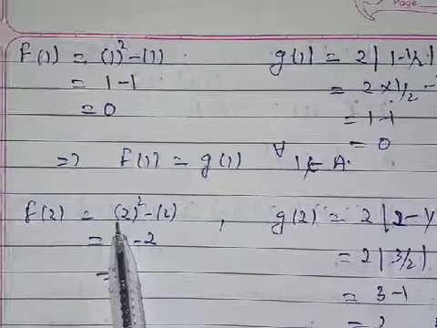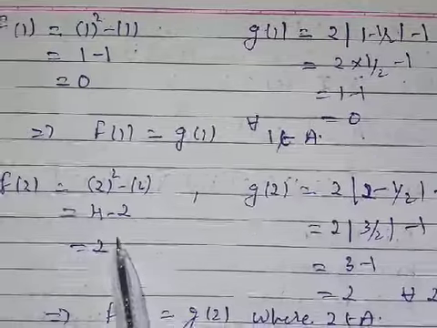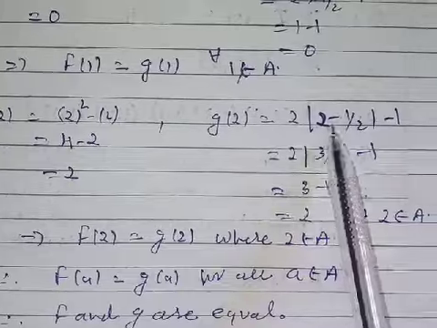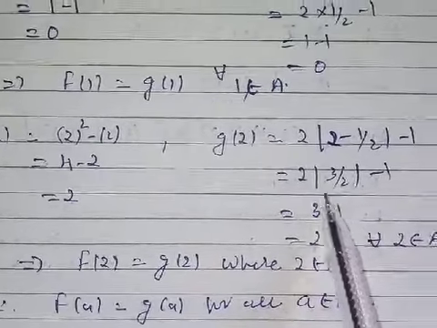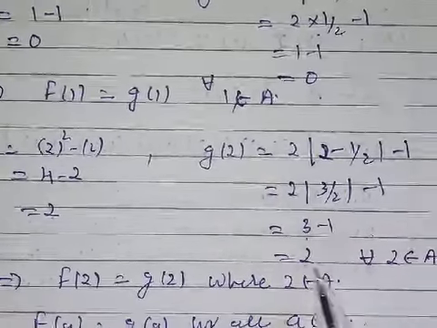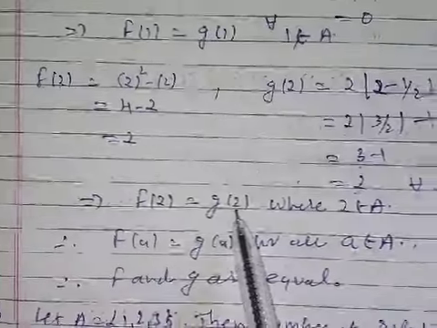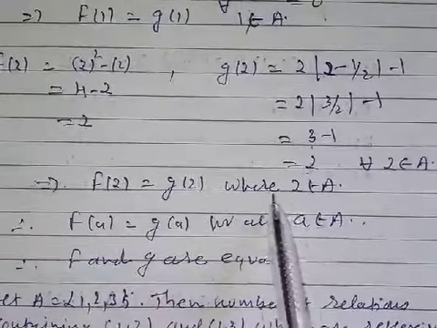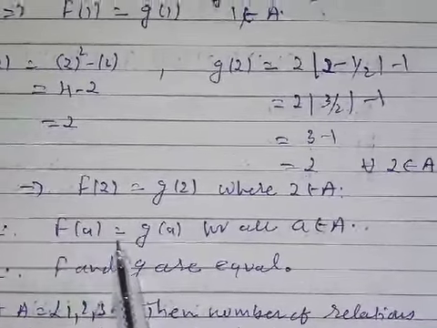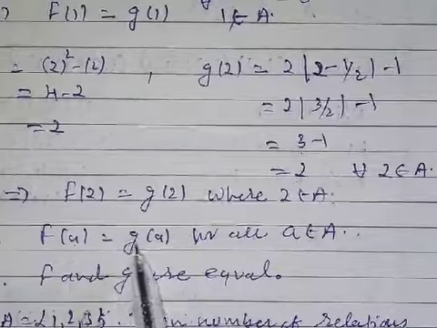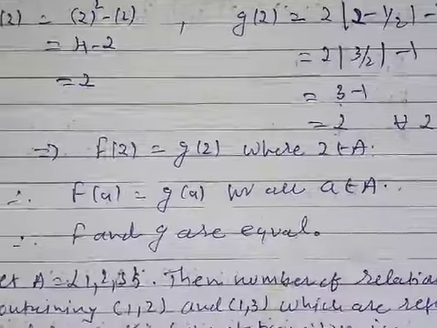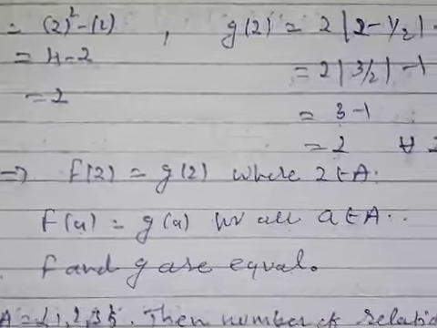f(2) you have to check, which is last. 2² is 4, so 4 - 2 = 2. Now g(2) = 2|2 - 1/2| - 1, which is 3/2, so 2 and 2 will cancel out, then 3 - 1 = 2. So f(2) is equal to g(2) where 2 belongs to A. And therefore f(x) = g(x) for all x belongs to A. Therefore f and g are equal. Is it clear? Okay, now question 16.